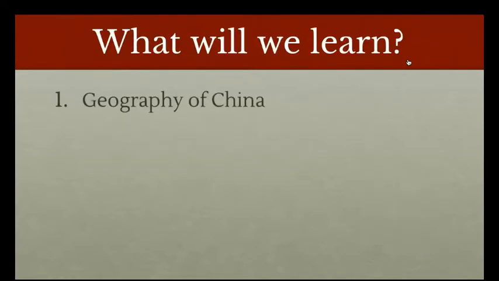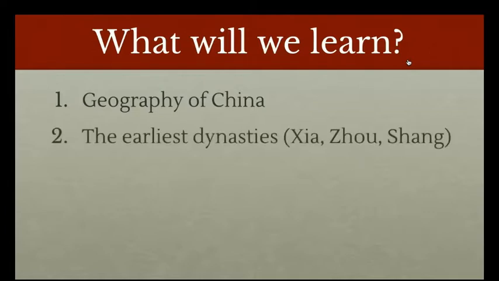So the three things we're going to look at, like I said, we're going to start with the geography of China. Then we're going to mention some early dynasties. Now, if you've looked at your unit outcomes for this course, you know we're going to focus on several different dynasties. In this story, I'm going to tell you about the Xia, the Zhou, and the Shang dynasty, and they are not going to appear on your test.